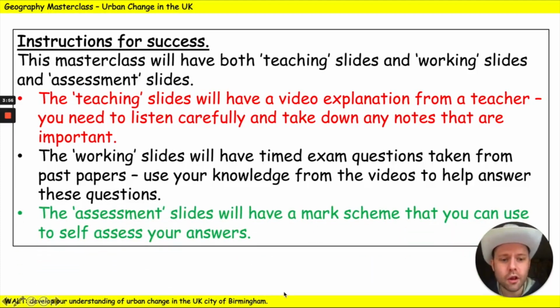The final slides in each mini learning episode are called the assessment slides. And what I've done is I've put in mark schemes from AQA so you can self-assess your answers. Look what you did well, look what you didn't do quite as well, and potentially any pitfalls you may have fallen down, you may be able to rectify these.